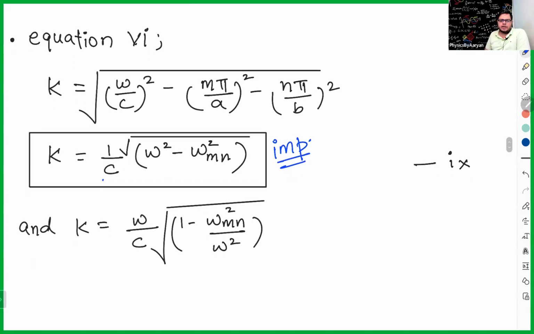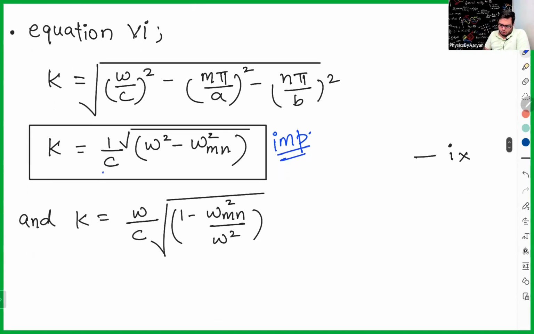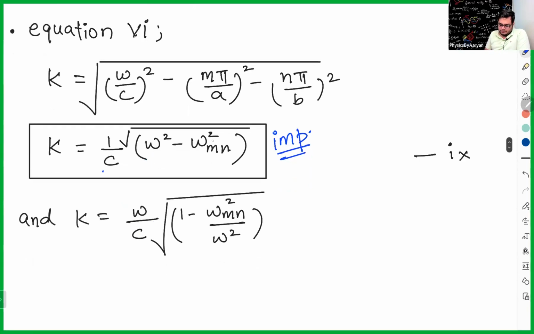Another possible way to write it is that you take omega common. If you take omega common, outside you get omega, and inside you get 1 minus omega mn square by omega square. So you just have to take omega square common. Here you will get 1, and here you will get omega mn square divided by omega square, and outside you get omega. So these are some ways to write it. This is important. If you know this, you can easily write this.